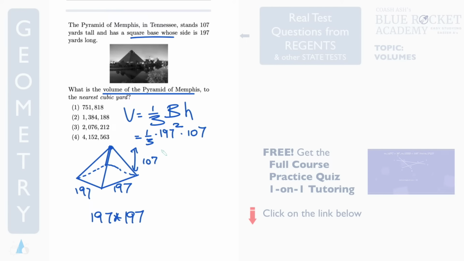You punch it in your calculator, and the answer you're going to get is 1384188. So this is the answer, and therefore 2 is the correct answer.